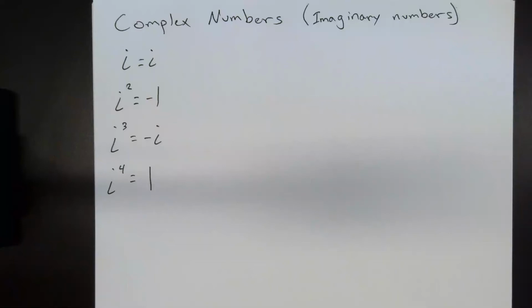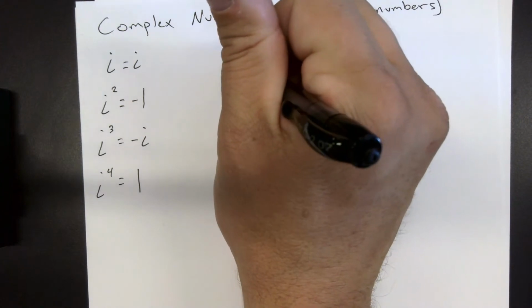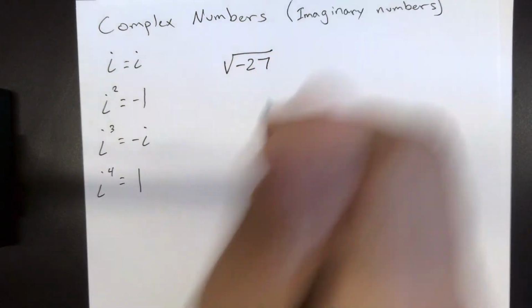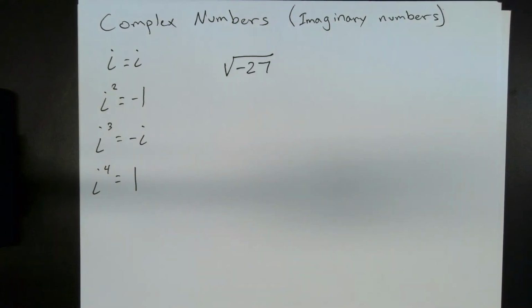A complex number system, and the complex number system has i's involved. Now, where i comes from is right here. So if we have the square root of negative 27, most of you are going to look at that and say, well, you can't do it because there's a negative, right? It's something that's been pushed in your head since 7th grade.